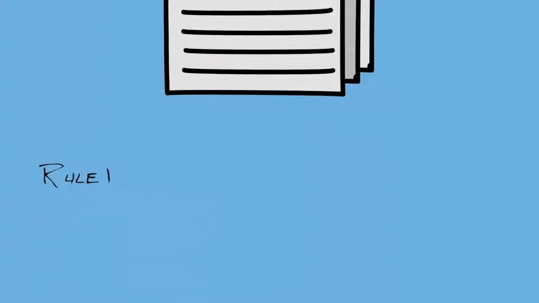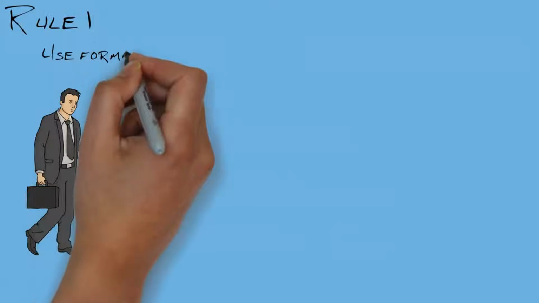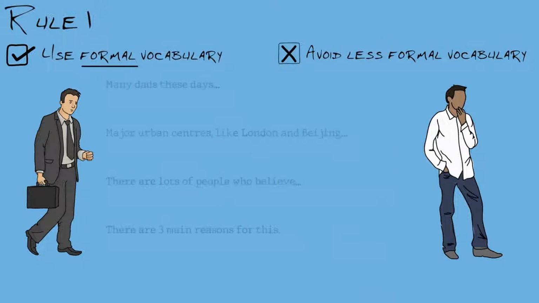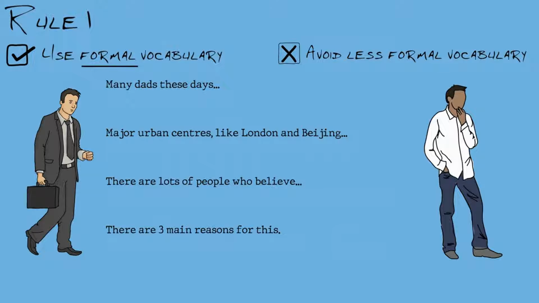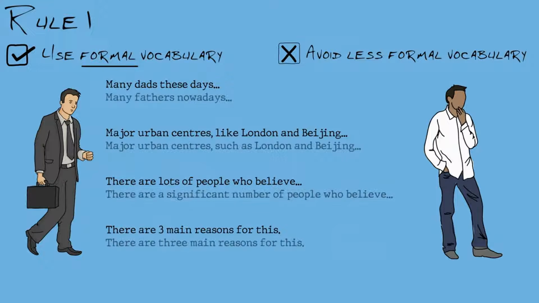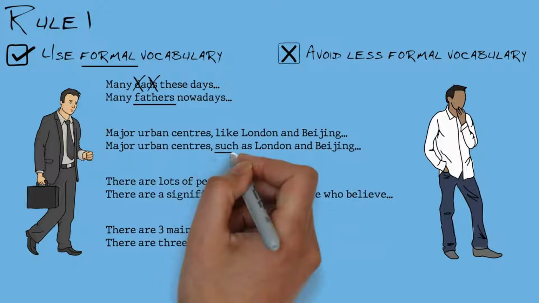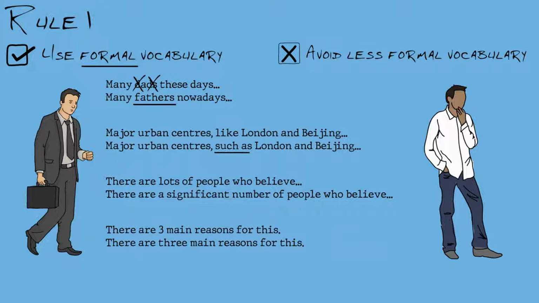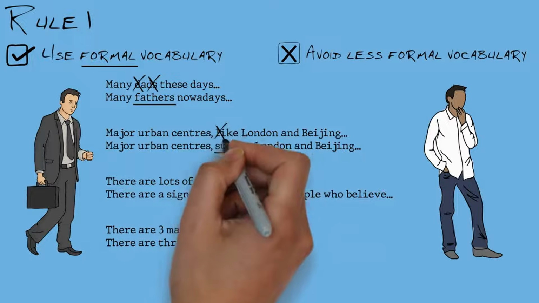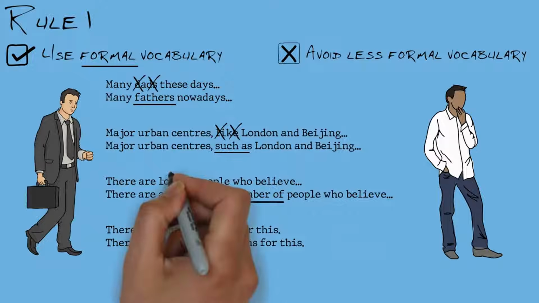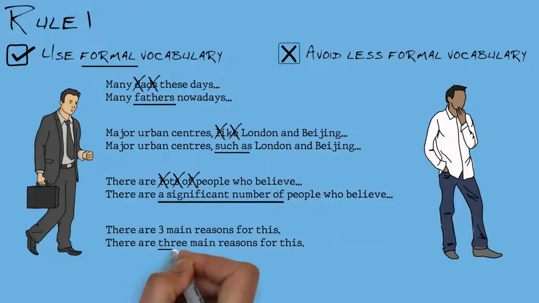Rule 1. Use formal vocabulary and avoid less formal or idiomatic vocabulary. Take a look at these examples. They have some words or phrases which would be considered to be fairly informal. In comparison, these sentences contain more formal vocabulary. So the word fathers is more formal than dads. The phrase such as is a better way to give examples in academic English than the word like, which is more informal and common in spoken English. A significant number of is more formal than lots of, and the word three is more formal than the number.